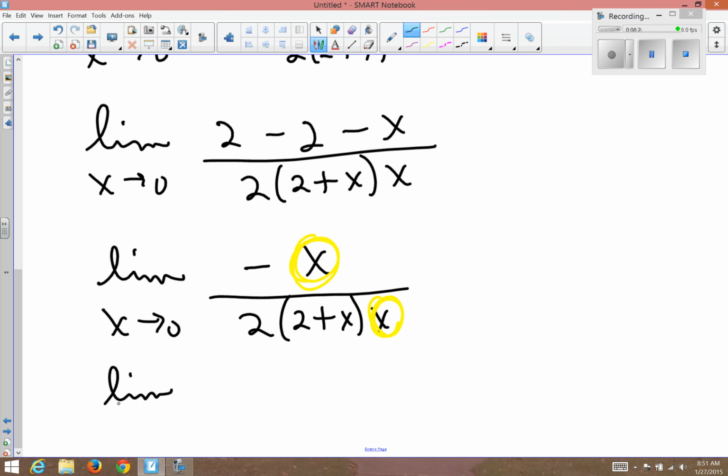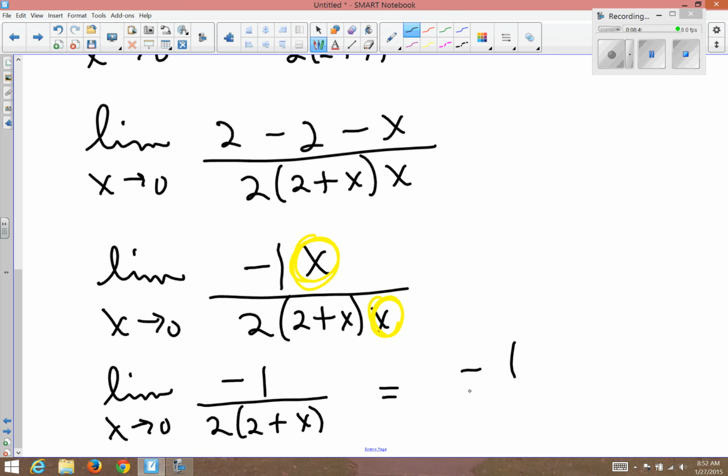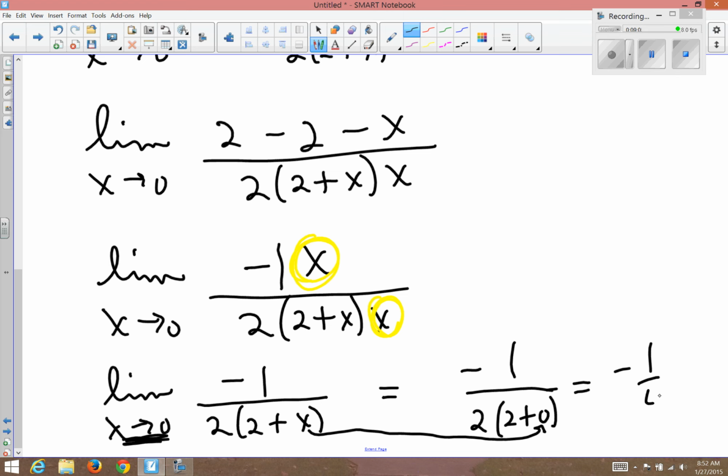bringing down the limit as x approaches 0. After the canceling of what's in the yellow, on top we still have negative 1, and the bottom is 2 times 2 plus x. X's that are circled in yellow are gone. And this limit is equal to negative 1 over 2 times 2 plus 0. I just replaced x with 0 because x is approaching 0. No limit notation in front of this. Final answer, negative 1/4.